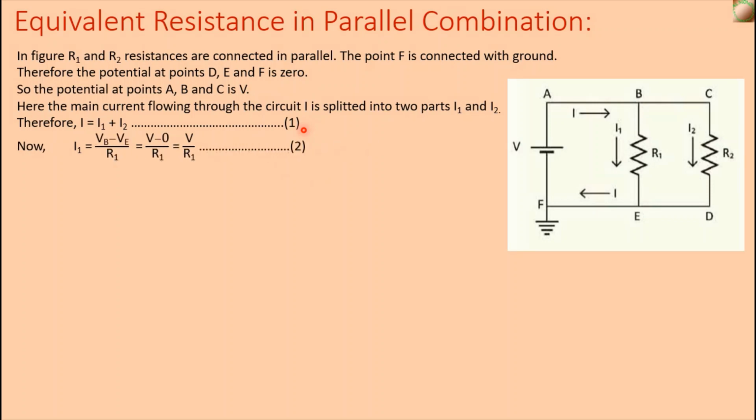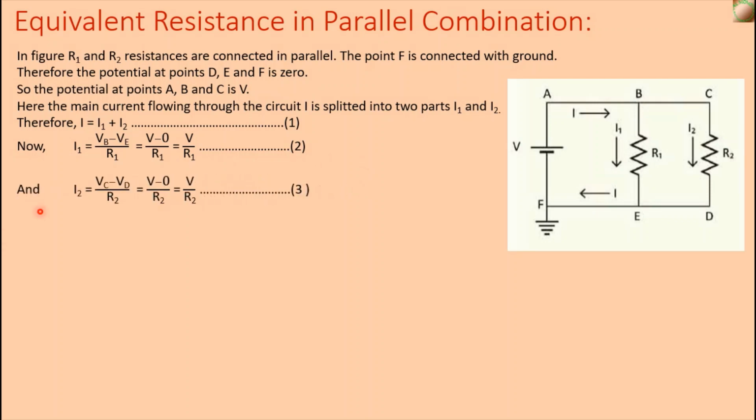Now, I1 is the current flowing through the resistance R1. Here the potential difference is VB minus VE. Therefore I1 is equal to (VB minus VE) divided by R1. Here the resistance is R1, and at point B the potential is V, and at point E the potential is 0. Therefore I1 is equal to (V minus 0) divided by R1, which is V divided by R1.